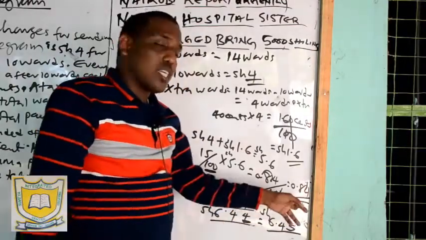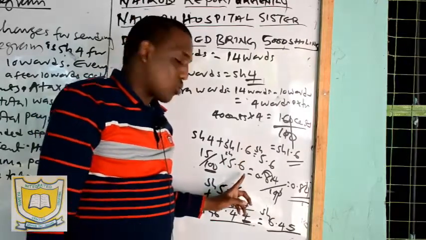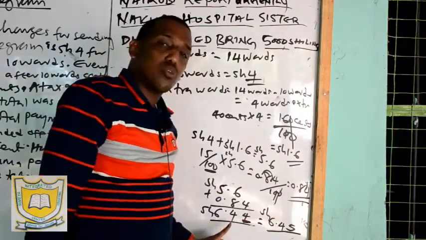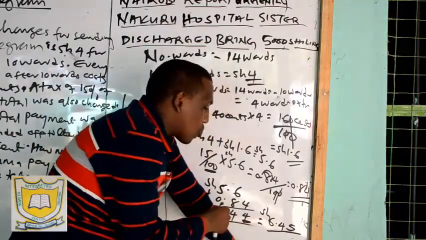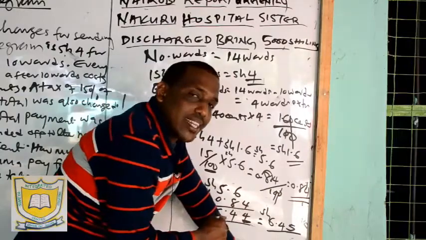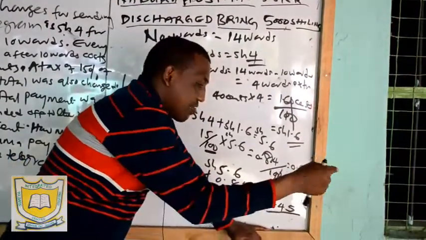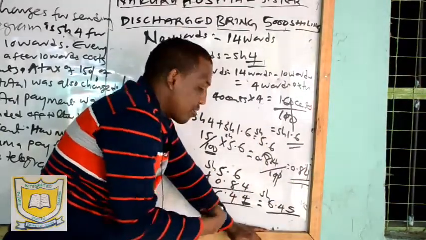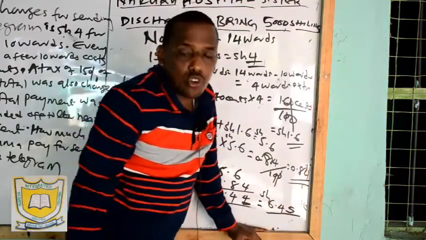Now that's not the answer. Do not forget to add the total amount. The total amount that was taxed was 5.6 plus 0.84, you will get 6.44. But the question was asking, round off to the nearest 5 cents. You check the last digit number. If it is 4, 5, 6 or 7, it will go back to 5. So the last digit number will become 5. So it will become 6.45.